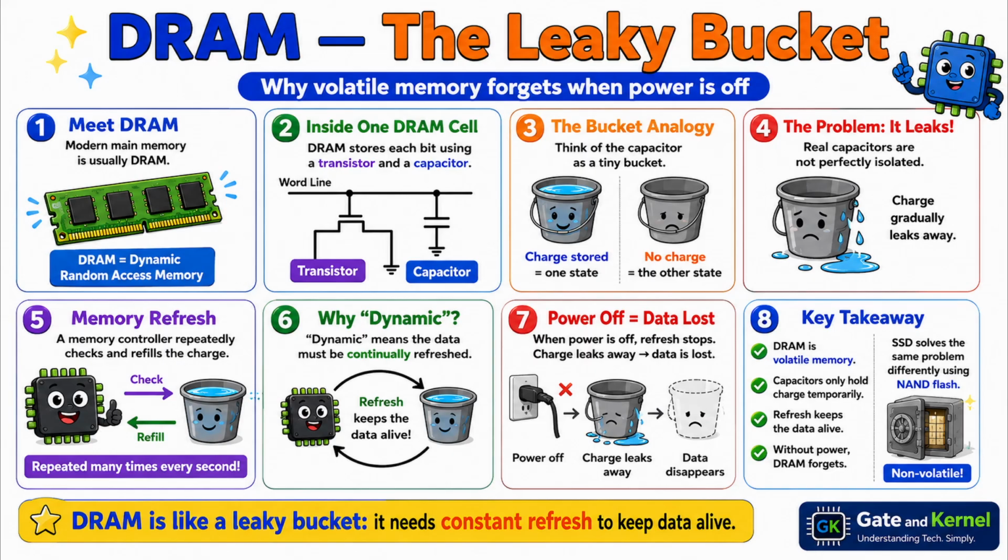Now imagine unplugging the computer. The refreshing immediately stops. The remaining electrical charge leaks away, and the stored information disappears. DRAM is therefore called volatile memory. It needs electrical power to preserve its contents.